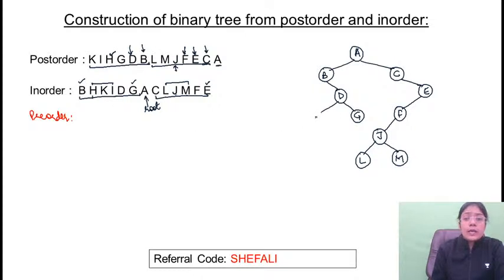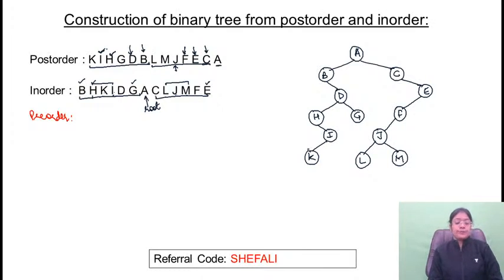These are present on the left, so H will be the root of the left subtree. On the left of H, no element is available. Both are on the right. Which one is coming first? That is I. So I will be the next root. And K is present on the left of I, so K is present here. So we got the tree.